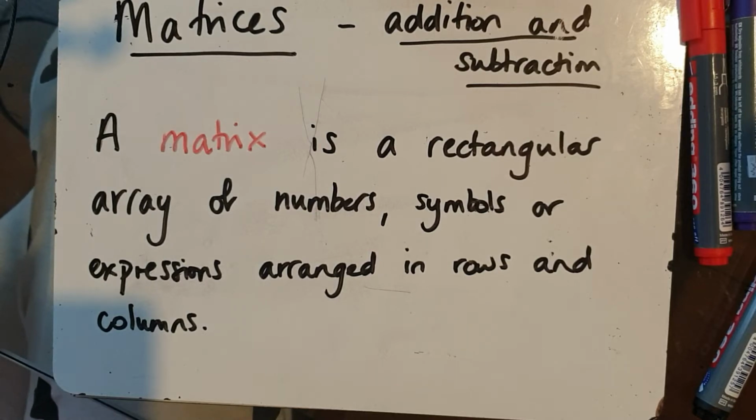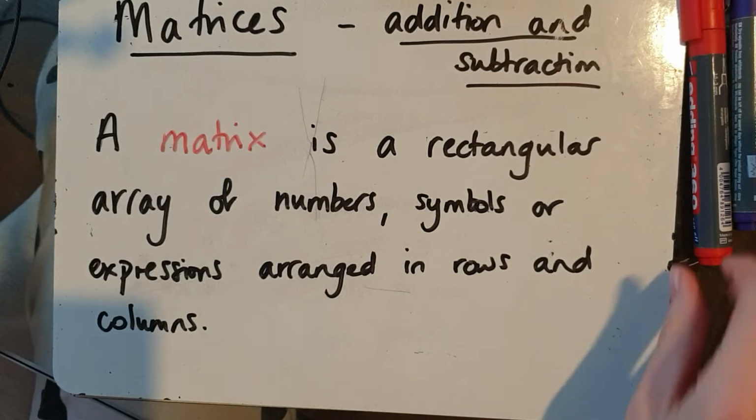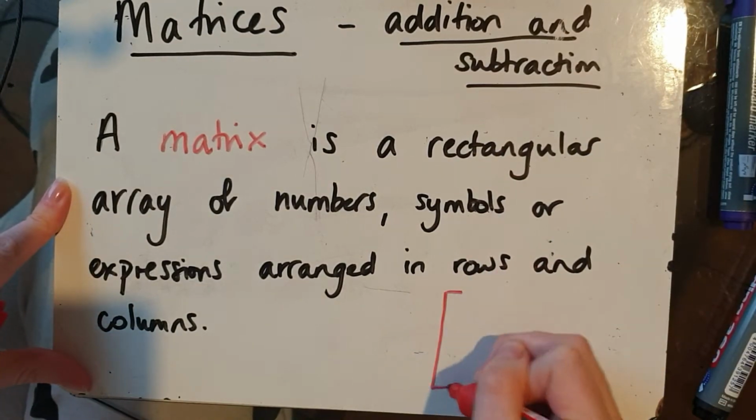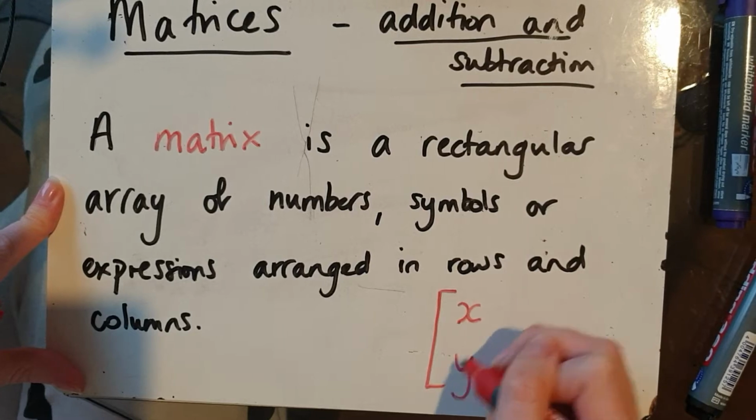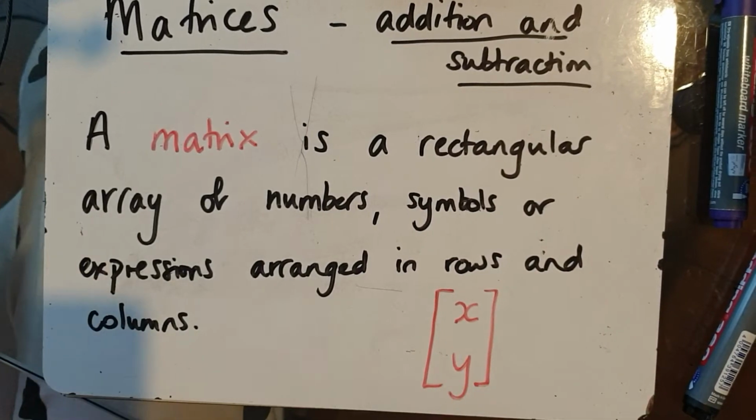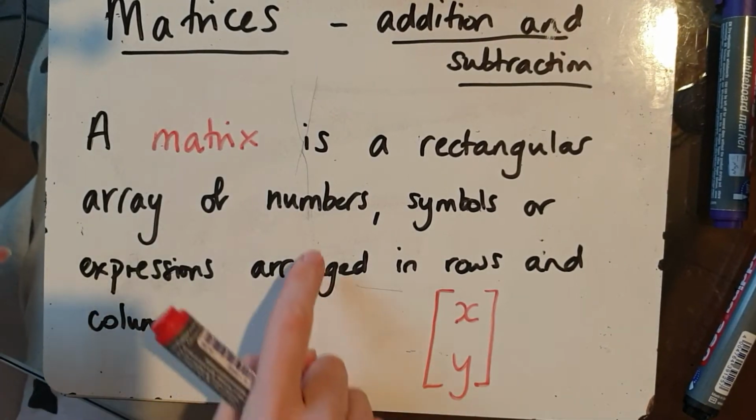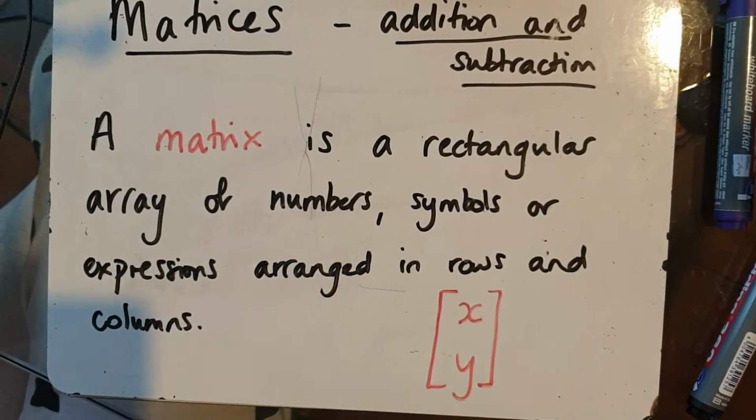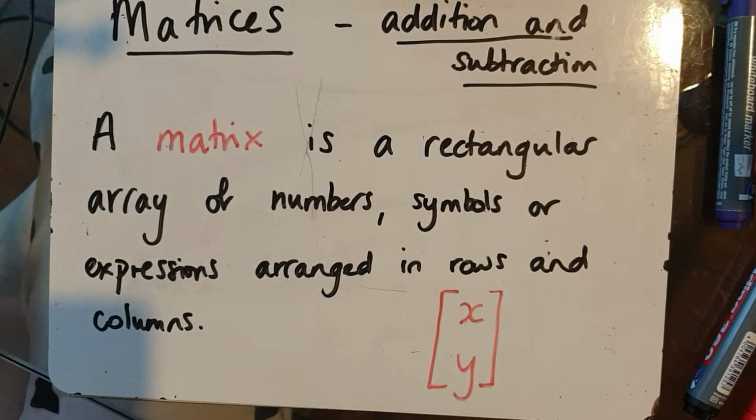You actually have already seen a matrix in normal maths. Vectors are matrices. They have 2 rows and 1 column. So this is a description of what a matrix is. If you want to write that down, and then I'll move on to the next bit.